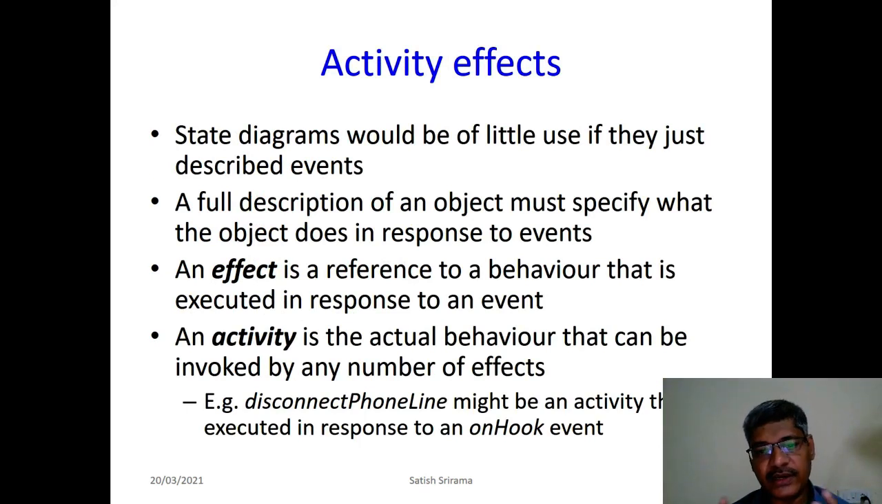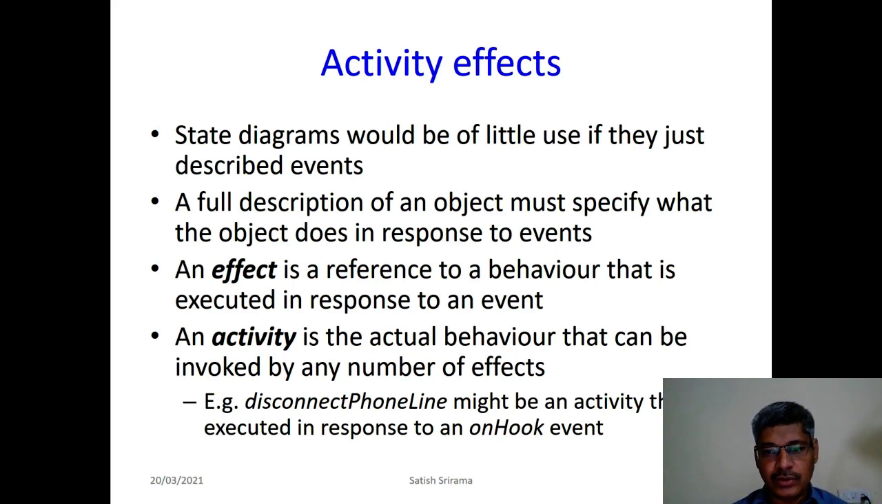State diagrams would be of very little use if they just described events. Okay, we already have seen how the events basically happen, and then how within a state diagram the transition happens between different states. Okay, and mostly what we have seen is we were only describing these events. Okay, a full description of an object must also specify what the object does in response to these events. Until now, we have not seen that. An event is happening, so the transition is happening from one state to the other one. Okay, but what shall we do?